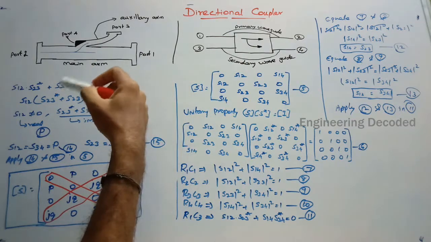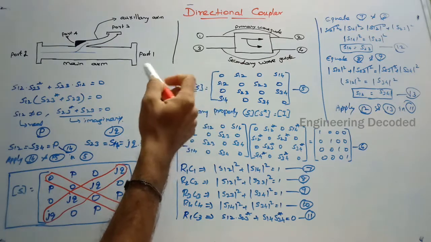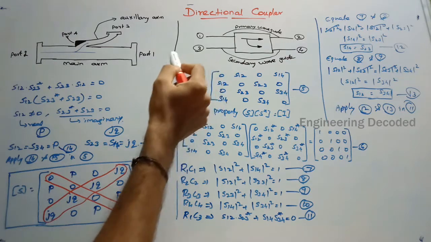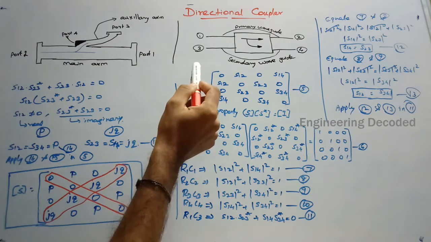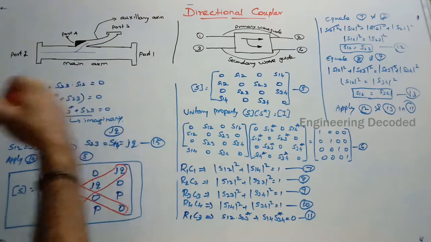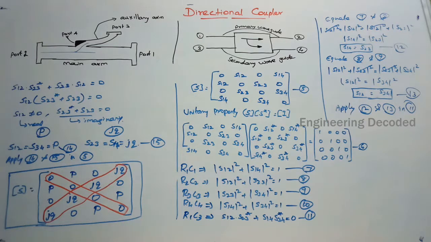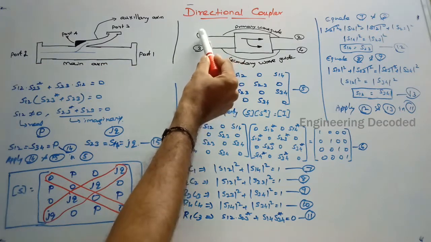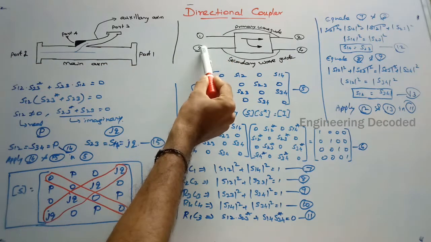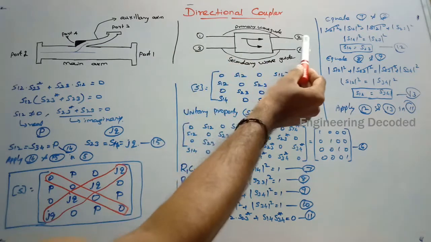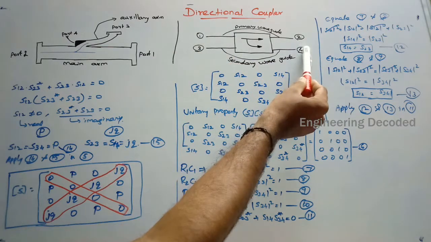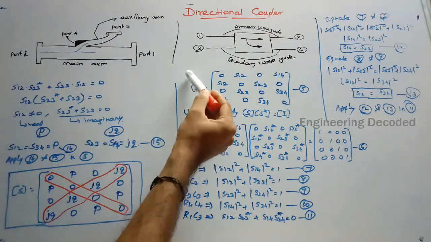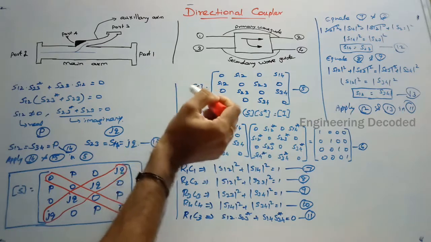So we have 4 ports, so we can write a 4 cross 4 matrix. Then all the ports are perfectly matched, so S11 is equal to S22 is equal to S33 is equal to 0. Then the signal passed through port 1 will not come across port 3, so S13 is equal to 0. Similarly, the signal passed through port 2 will not come across port 4, so S24 is equal to 0. Applying all these conditions, we will get this matrix.